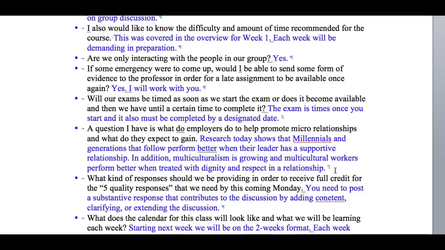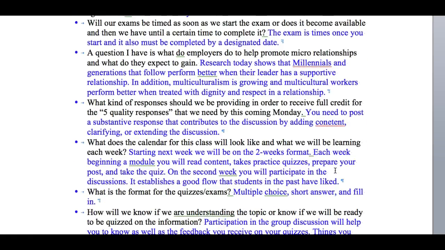And you can see that trend really easy just in professional sports, the shift in coaching styles to a much more collaborative, supportive style. And then in addition, multiculturalism is growing, and multicultural workers, they also perform better when treated with dignity and respect in a relationship. So that's the future of organizations.